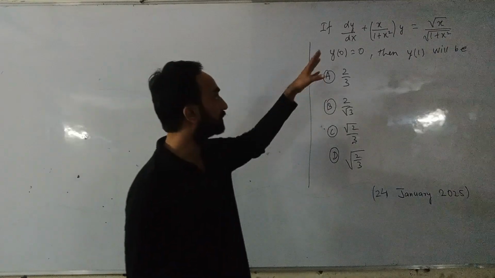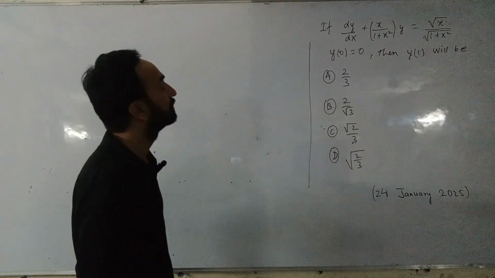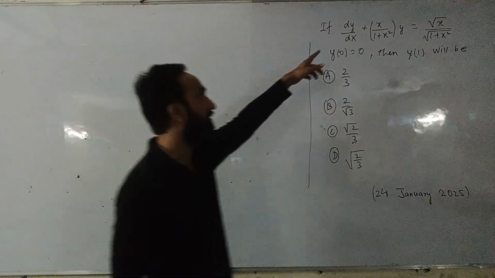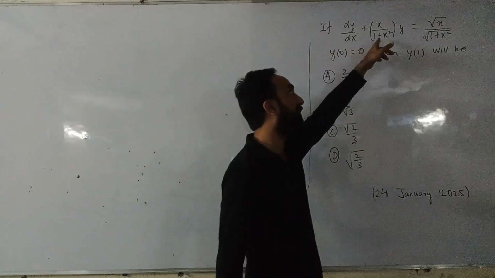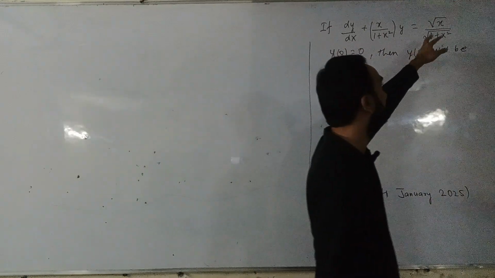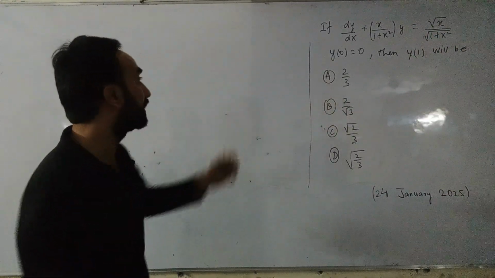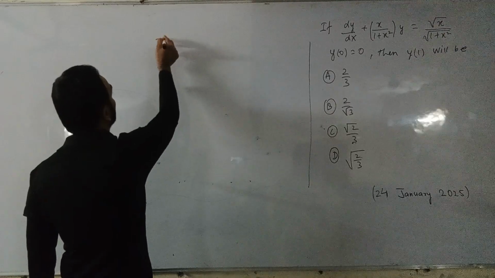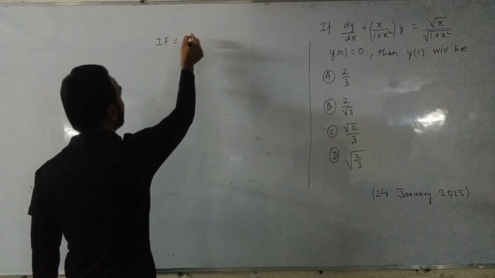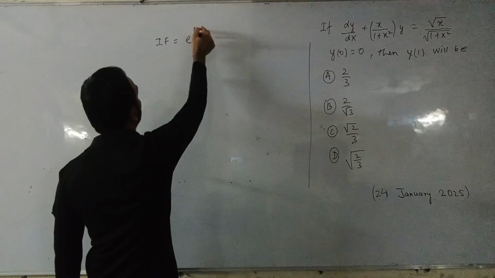If you observe this, it looks like a linear form, where it is dy/dx + Py = Q. This is a linear differential equation. So first of all, in linear form we have to find the integrating factor, which will be e to the power of ∫P dx.